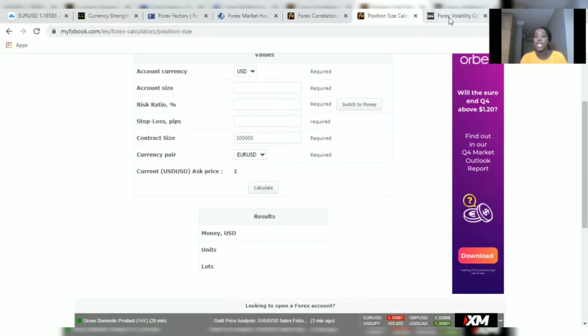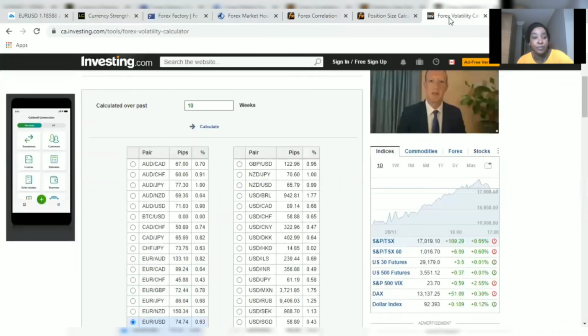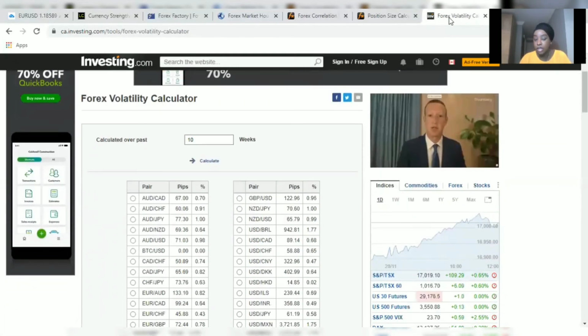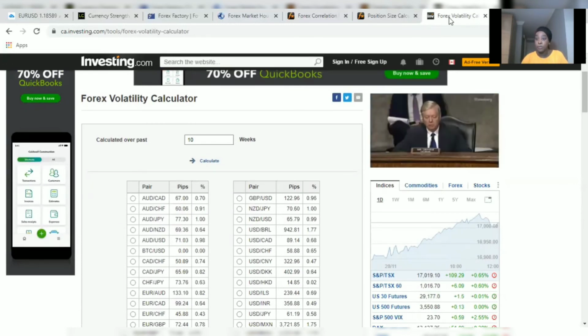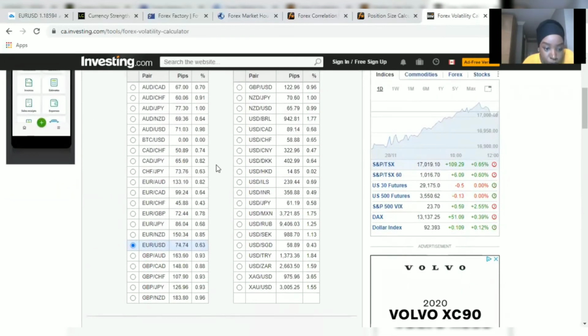All right, then you have the last one that I will talk about, which is the Forex Volatility Calculator, which is a good tool for projecting how many pips you want to make in a day. All right, so what this Forex Volatility Calculator does is it gives you an average calculation of pips that a particular currency moves in a particular time. So in this moment, we're talking about per day.